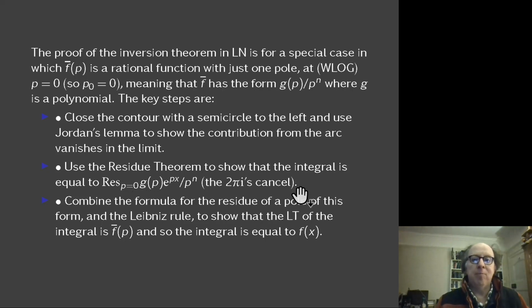Then you use the residue theorem to pick up the residue at the origin, and the rest is a rather intricate little calculation which just says you combine the formula for the residue of a pole and the Leibniz rule to show that the Laplace transform of the integral is exactly f bar, and so the integral must be equal to f. It's a slightly awkward proof, I have to say, and as I say, we are going to see a far better one later on, so we're not going to spend too much time. Do read the proof in the lecture notes because it is something you ought to see, but we're going to see a far better version of it a little bit later on.